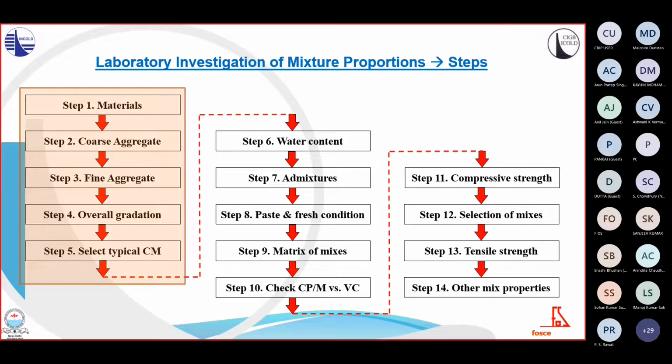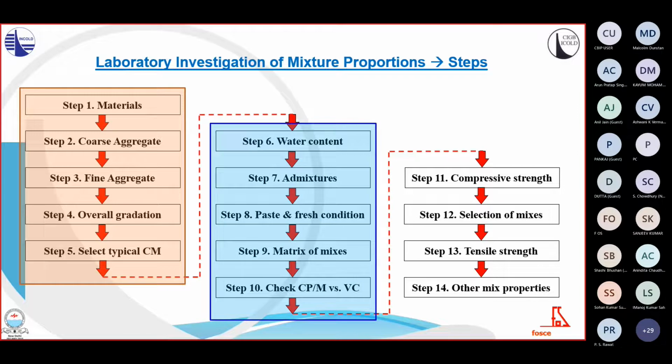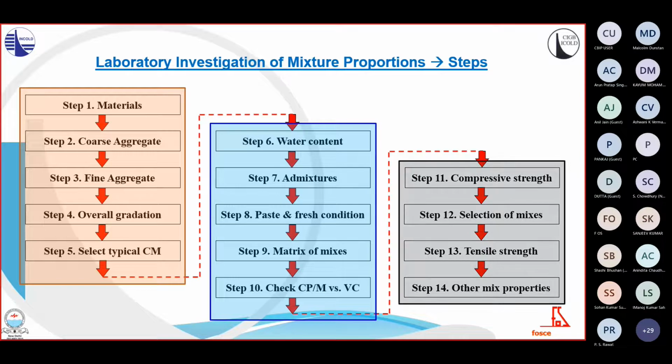In sum, three main groups of activities are developed in the process of RCC mixture proportioning at the lab. First is the investigation of materials, then the evaluation of the fresh properties of the mixes, and finally, the development of hardened properties.